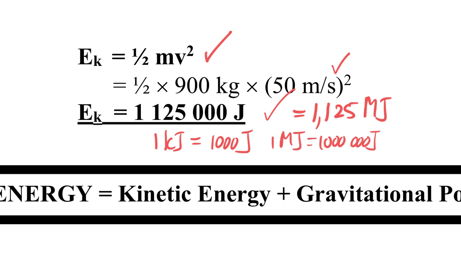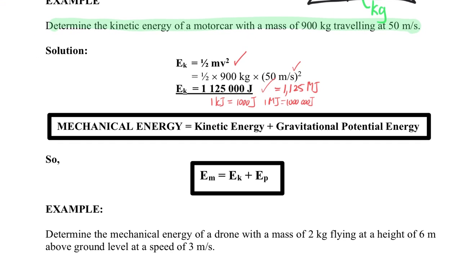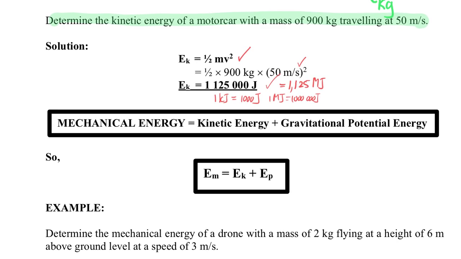It has a small mass, but it has a very high velocity, and we know because we square the velocity, it can do a lot of damage. Now, associated with kinetic energy is the idea of mechanical energy. Mechanical energy is when you take the kinetic energy of an object and the gravitational potential energy of the object and you add them together.